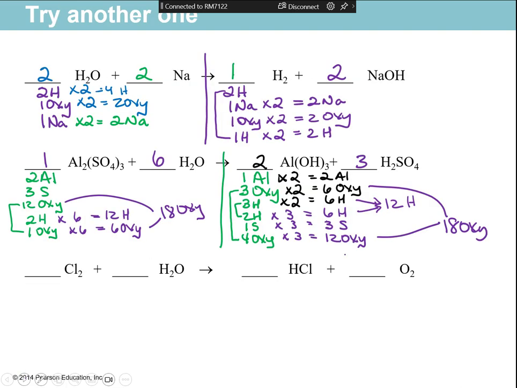We'll do one more. So chlorine plus water makes HCl and O2. Okay? So in this, remember the steps. 1, draw your line. 2, list the number of atoms based on their formula. Cl2 is 2 chlorines. H2O, 2 hydrogens, 1 oxygen. Go over to the other side. 1 hydrogen, 1 chlorine, 2 oxygens. So when I look at this, nothing's balanced.